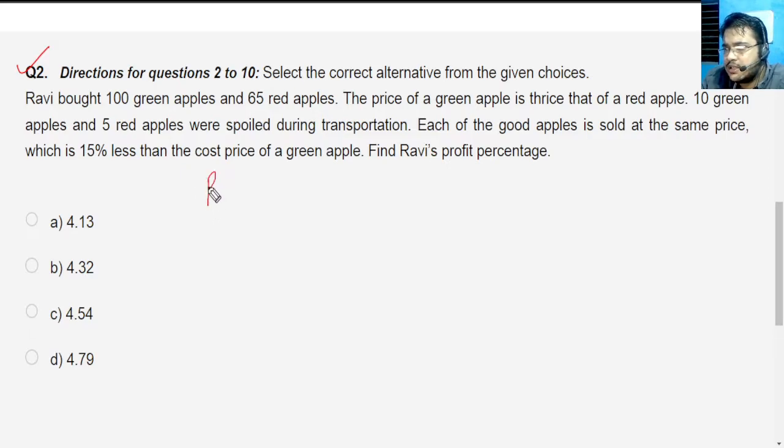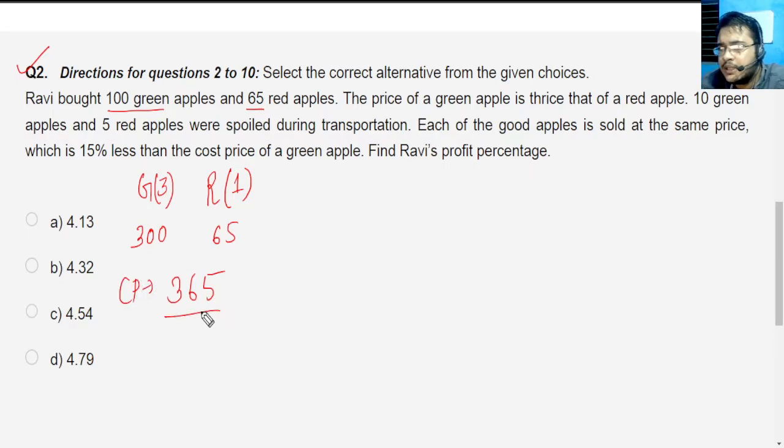So there is something called a red apple. There is something called a green apple. And I know that green apples are 3 times more expensive than the red ones. So if I consider the price of one red apple as 1 rupee, I can say that green apples will cost me 3 rupees per apple. So in all, for 100 green apples, the cost price will become 300, and for 65 red apples, the cost price will become 65. So together the total cost price, CP, is 365.